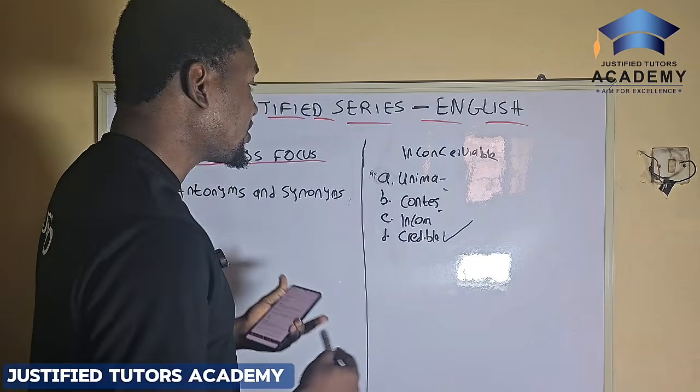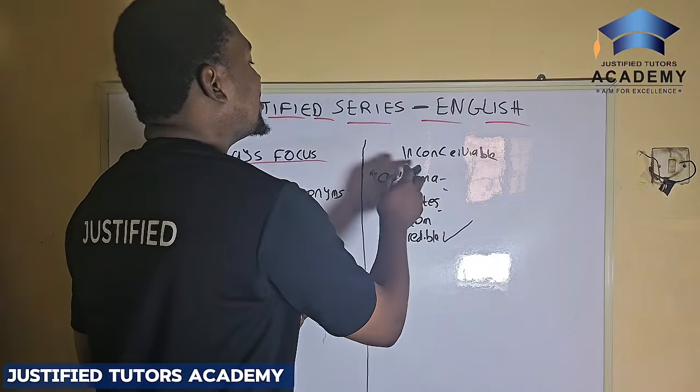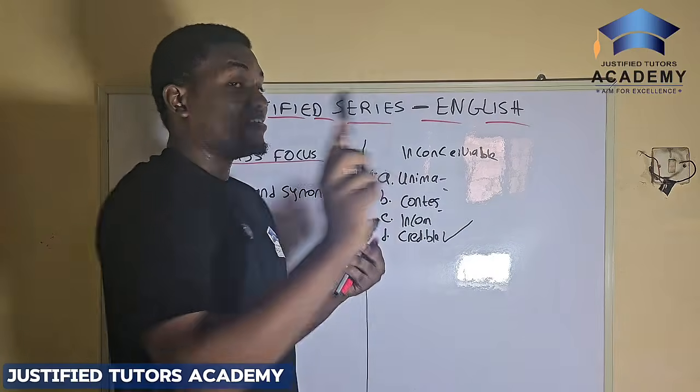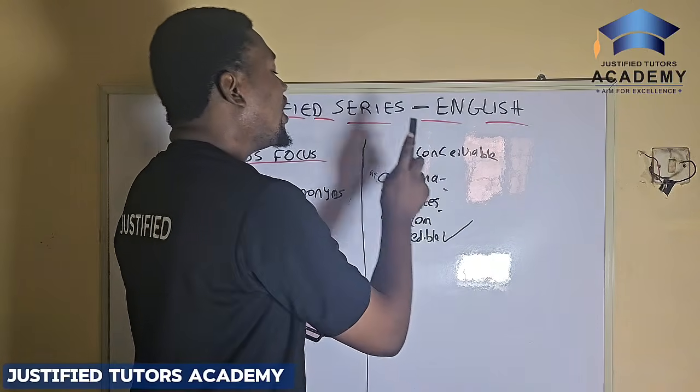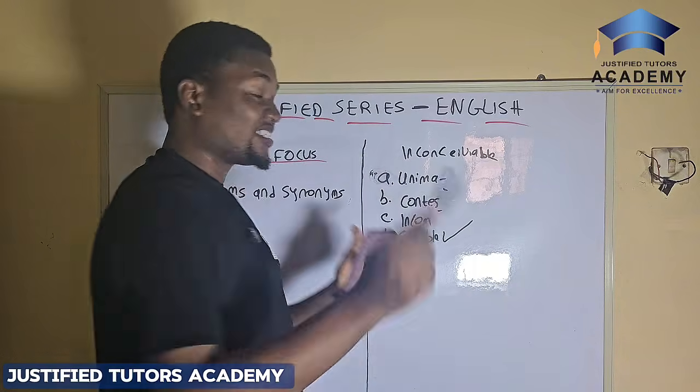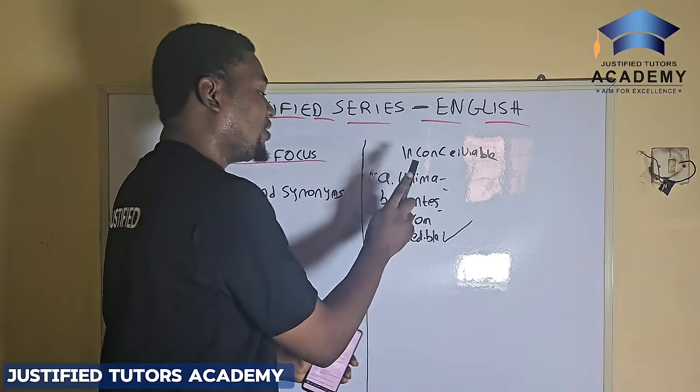Now, you see, after this class, you need to go and learn or know the meaning of each of these words. This one, like I've said right now, means to believe. This one is unimaginable. We all know this one. This one is contestable. Many of us will know it. So go and learn all these words.